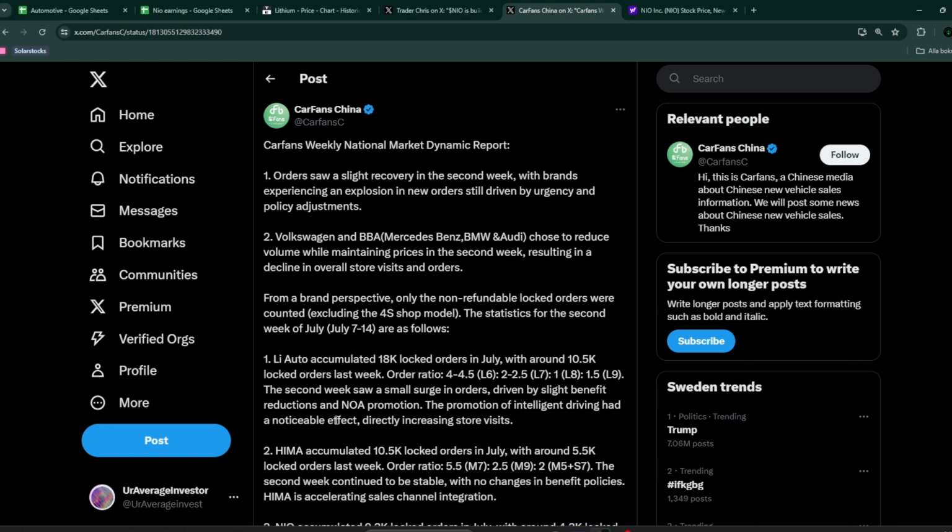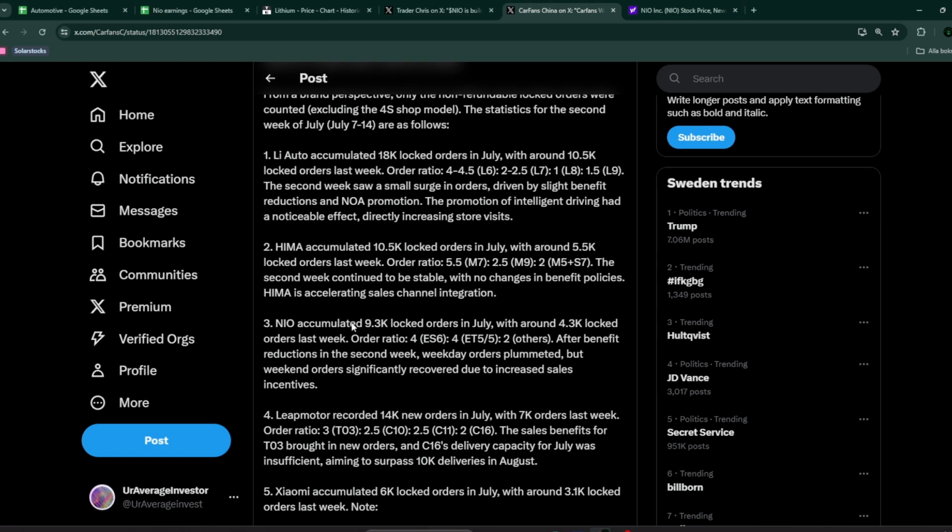Also, we can see that this other handle on Twitter, CarFans China, is pointing out that NIO accumulated 9,300 locked orders in July, with around 4.3 of them in the last week. And then there's the ratio of the EC6 and the ET5. We can see that there was a benefit reduction in China in the second week of July, which caused a bit of reduced order intake for NIO. But according to this channel, because of the improved incentives from NIO, the order intake recovered a bit.